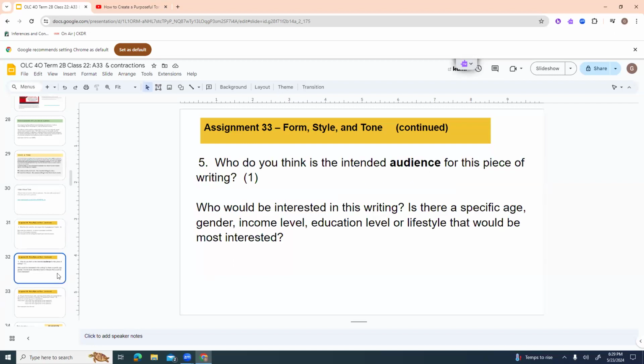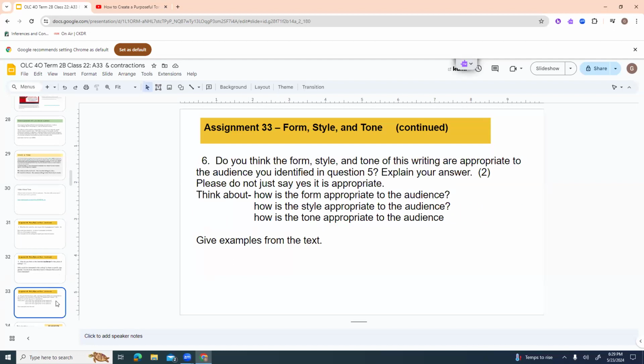Okay. Number 5, who do you think is the intended audience for this piece of writing? Who would be interested in it? Is there a specific age, gender, income level, education level, or lifestyle that would be most interested in this writing?